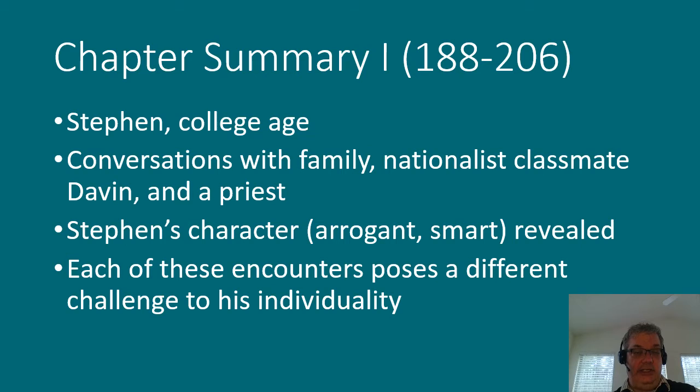He's college age, and there are 3 people that he talks with in this part of the chapter. He talks with his family, his father, his mother, some siblings, with this guy Davin, who is a nationalist classmate, meaning a kind of a person who's all about fighting for the liberation of Ireland, and you'll see some other people like that. And then he talks with a priest. Each of these parts reveals something about his character, and each of them, in a sense, poses a different kind of challenge to him as an individual.